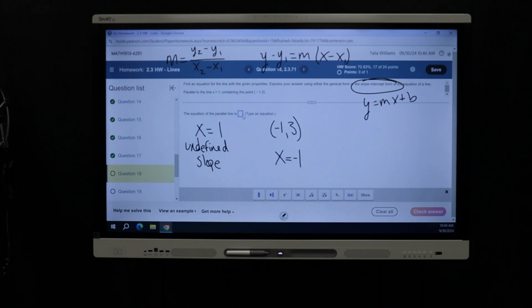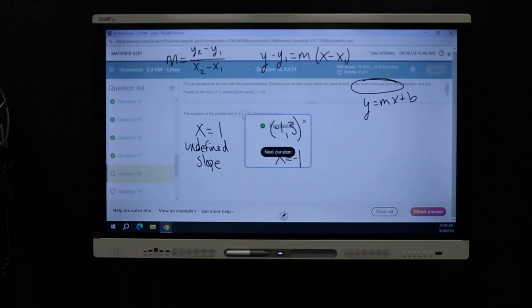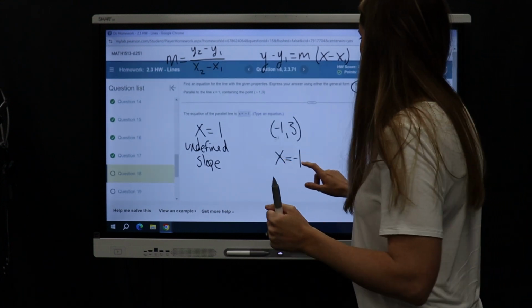I hope that makes sense. X equals -1. Okay. Now what do we have?